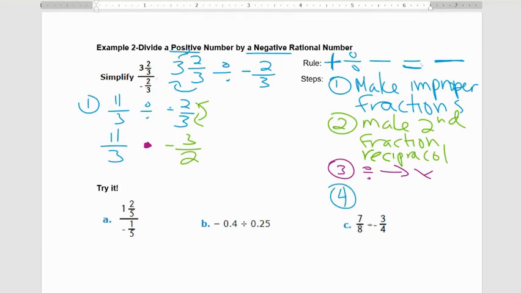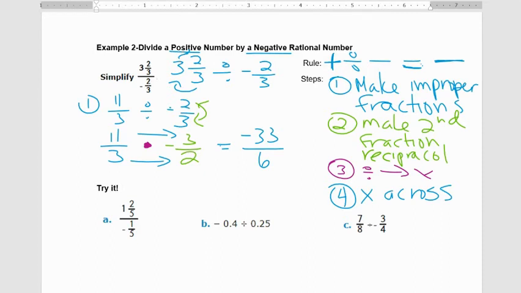And then lastly, multiply across. So 11 times negative 3 is negative 33. And 3 times 2 is 6. Okay, remember the negative follows the top number, so you always remember you already did it. You cannot do it on the top and the bottom, because that would be like saying negative 3 divided by negative 2, which would be a positive number. So that would change the result. So remember, the negative should always follow the numerator.